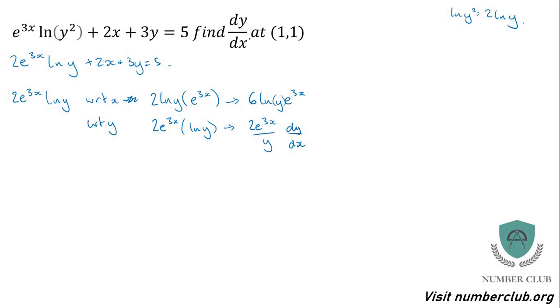But we're going to be trying to find dy by dx at 1, 1 anyway, so we could rearrange, but we won't really need to. So let's take a look at what this goes to. We'll have 6 natural log of y e to the 3x plus 2e to the 3x over y dy by dx, plus the derivative of this, which is 2, plus the derivative of this, which is 3 dy by dx, equal to 0. We can make dy by dx the subject, but it just looks a bit terrible. We're going to just sub in 1, 1.